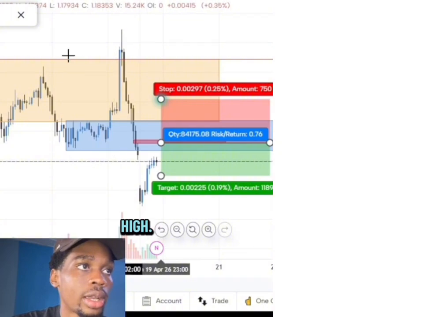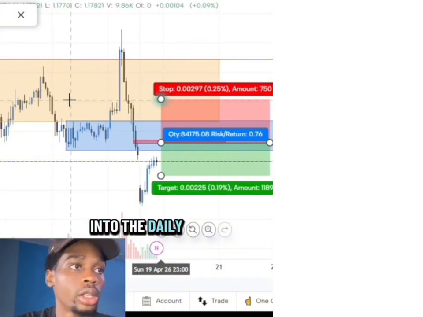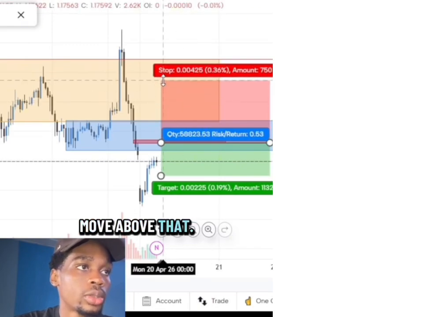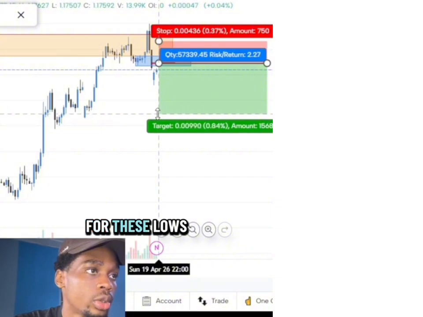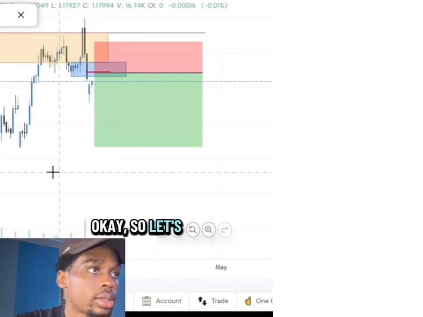This right here is my protected high, the high that swept the daily levels of liquidity and also tapped into the daily order block. So I'm not expecting price to move above that. So this is where my stop loss is going to rest. For my take profit, I'm aiming for these lows on the 4-hour. Okay, so let's play price.